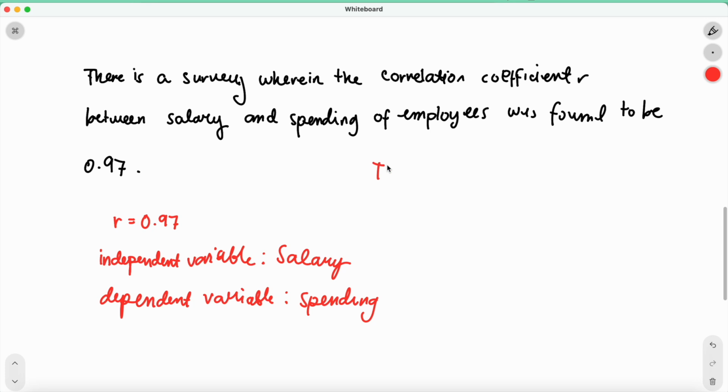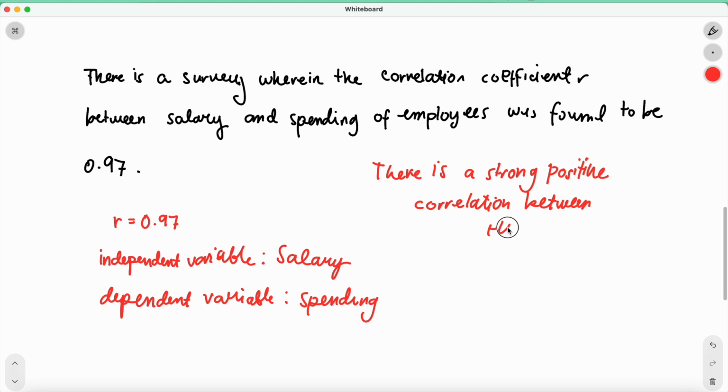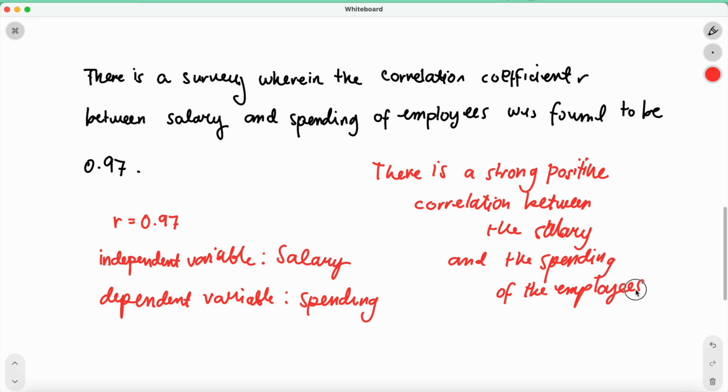So, it means that there is a strong positive correlation between the independent variable, between the salary and the spending of the employees. Okay?